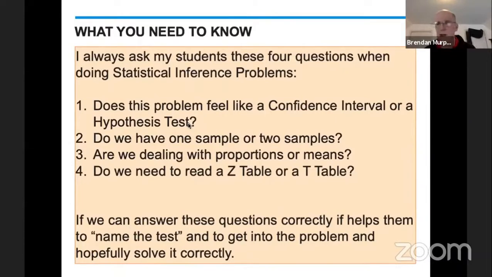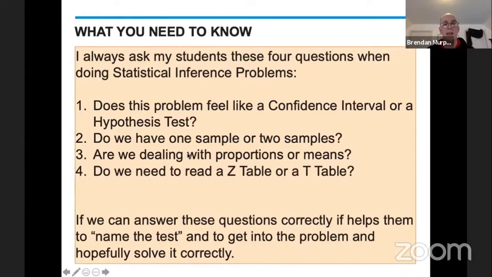Other teachers may frame it in a different way. For confidence interval, find some values or something like that, or for a hypothesis test, is there evidence that this is stronger than that, or yes, no? So lots of different ways to do that. But I think my first gut reaction is, is this problem going to be a confidence interval or a hypothesis test? My second question is, do we have 1 sample or 2 samples? So that's going to be important. Do we have just 1 set of data or 2 different sets of data that we need to analyze or compare?